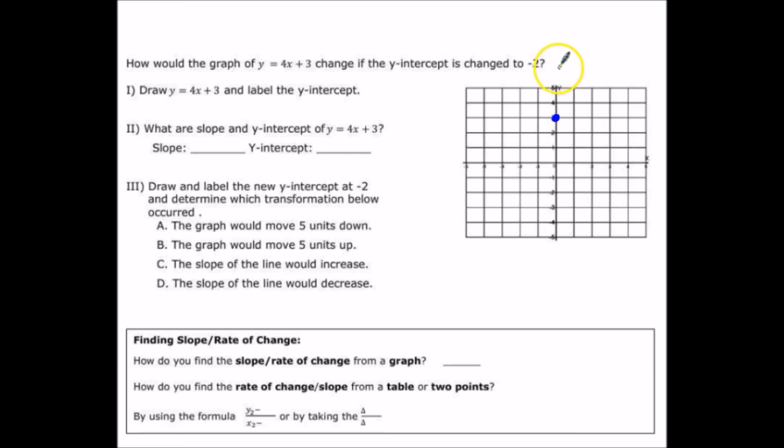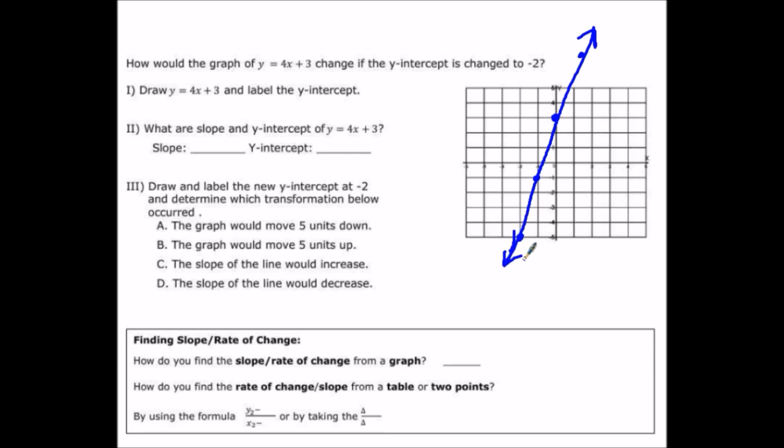Now I can't go up 4 and over 1, so I'm going to go down 4 and back 1, down 4 and back 1. Let me just show you why that works. Because now if I go up 1, 2, 3, 4 over 1, bam, 1, 2, 3, 4 over 1, bam, 1, 2, 3, 4 over 1, bam. Okay, so I'm just going to connect my dots, and it looks something like that.